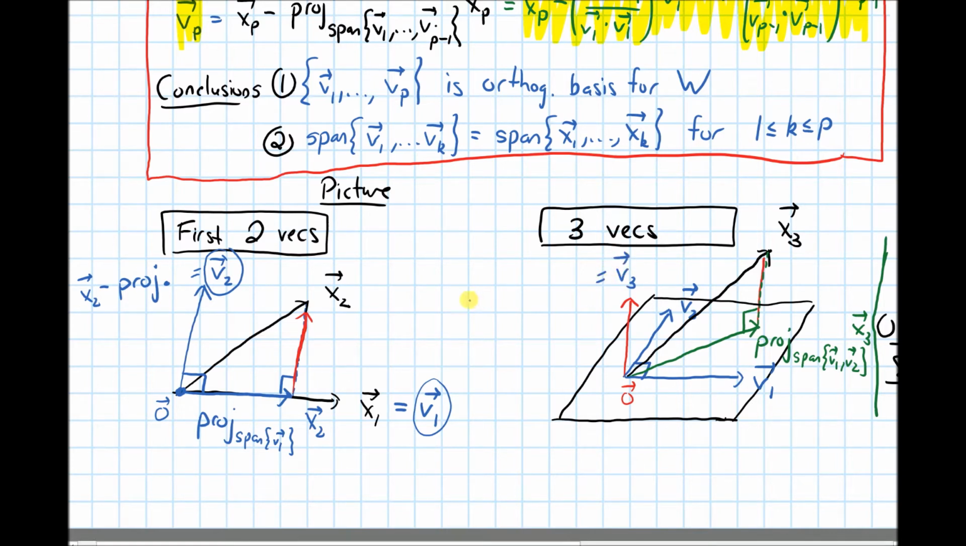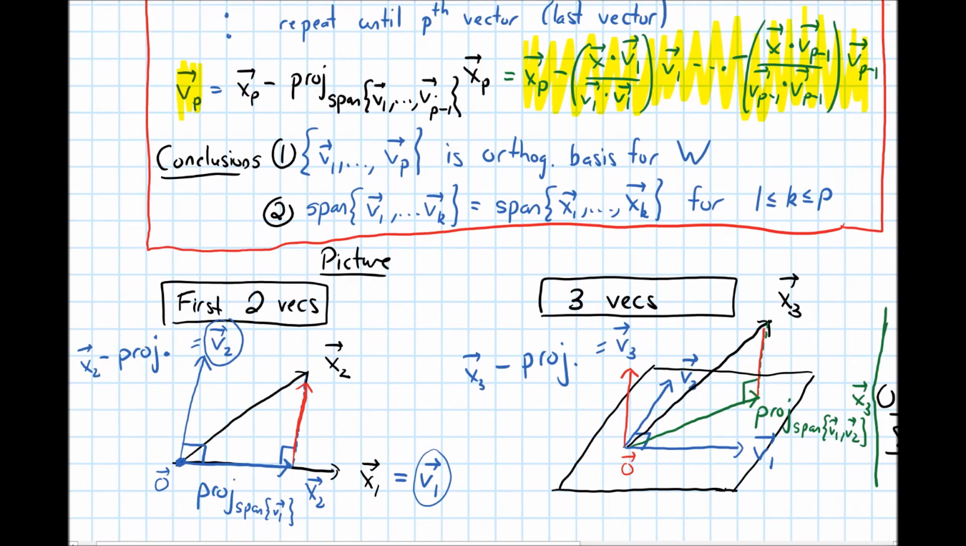And this is x3 minus the projection. Minus the projection, in this case, we're projecting onto the span of v1 and v2. But notice that that has the same format that we saw in Gram-Schmidt. Basically, each time we want to form the next vector in our orthogonal set, you take xp, whatever that is, minus the projection of xp onto the span of the previous orthogonal vectors. All right, so let's do an example.